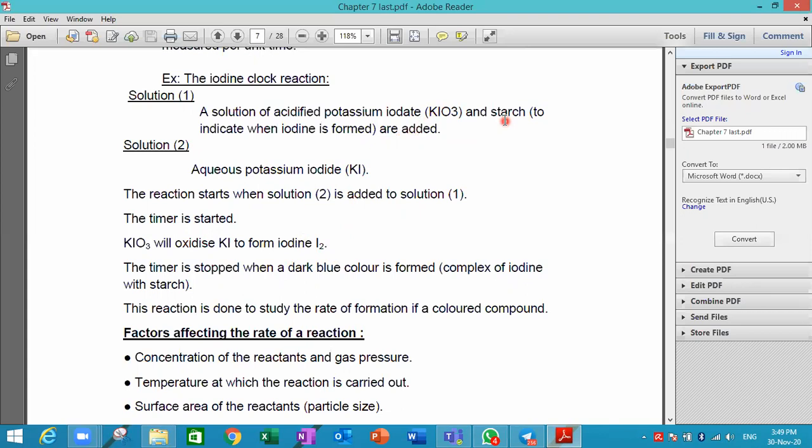Okay, and so when we see the blue color, we are going to stop the stopwatch and we can study how much time it took for this reaction to take place.